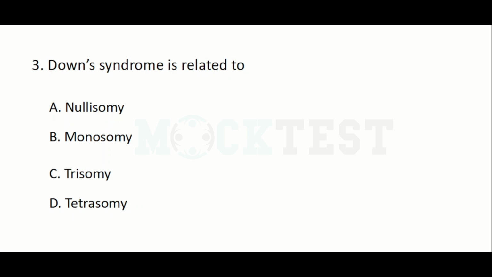Down syndrome is related to option A nullisomy, option B monosomy, option C trisomy, option D tetrasomy. Down syndrome is related to trisomy.